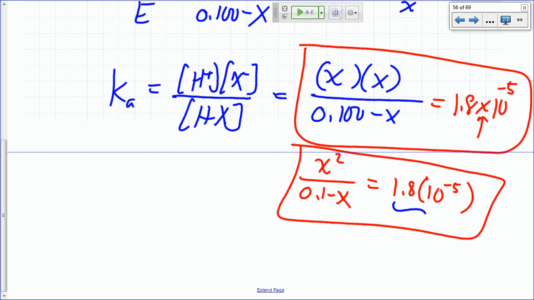Given that this is small, you can assume that 0.1 minus X is essentially going to be 0.1. Negligible compared to 0.1. Is that a valid assumption? You have to check in the end. If not, then you're out of luck. You have to go back and actually do it using quadratic equation. But let's say that X is in fact small enough.